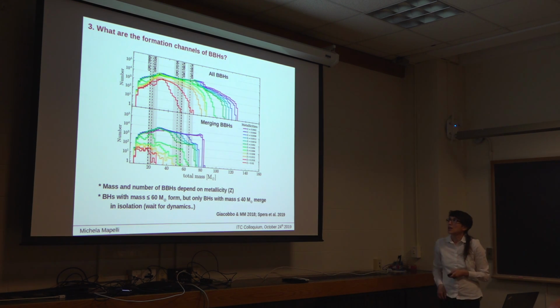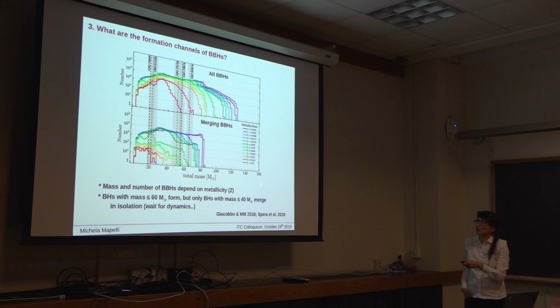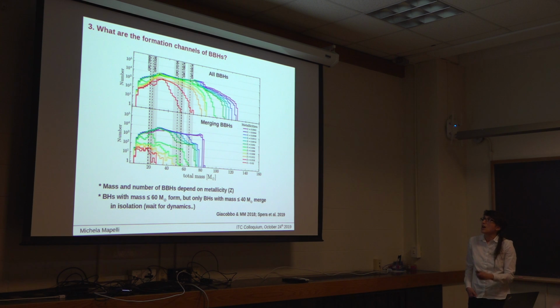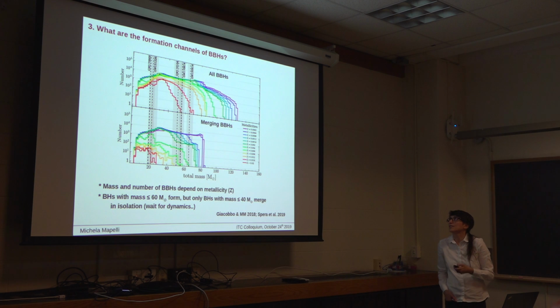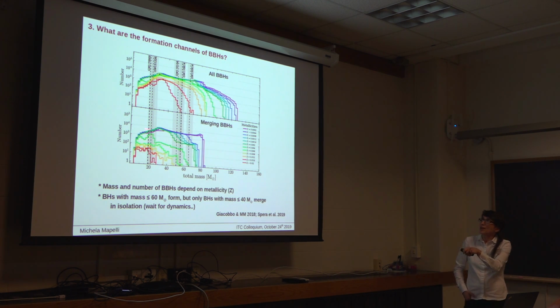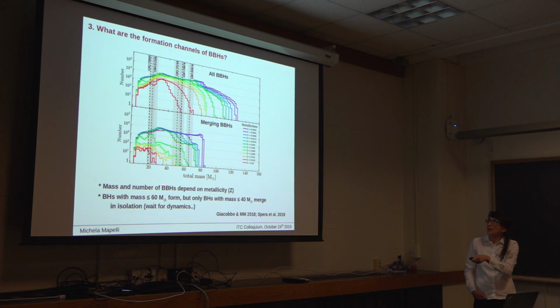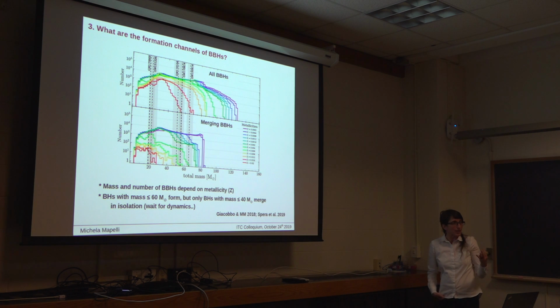and study the properties of the binary black holes that form out of these systems. So this plot shows the total mass, the mass of black hole 1 plus the mass of black hole 2, of binary black holes that form out of this very large set of binary simulations. Different lines show different metallicities. The top panel shows all binary black holes that form in our simulation. The bottom panel shows only those systems that reach coalescence within a Hubble time, in less than a Hubble time.